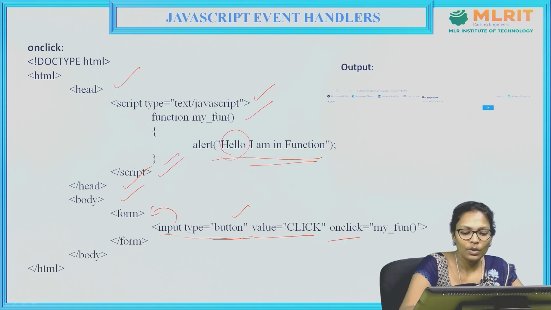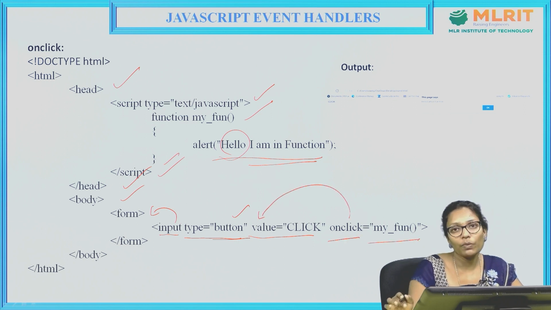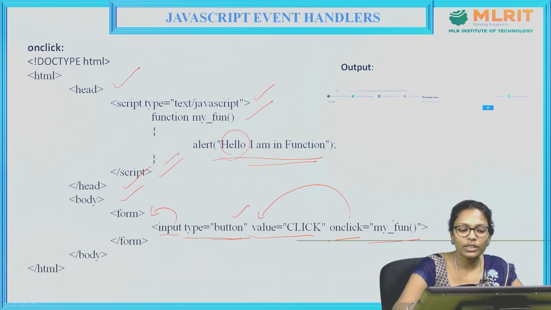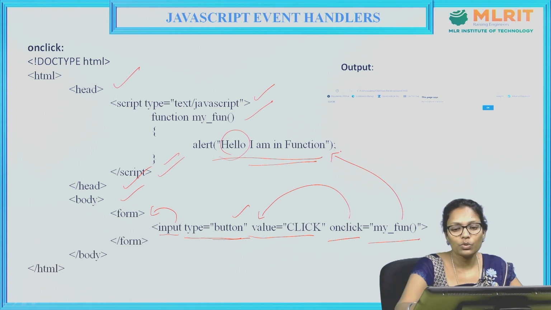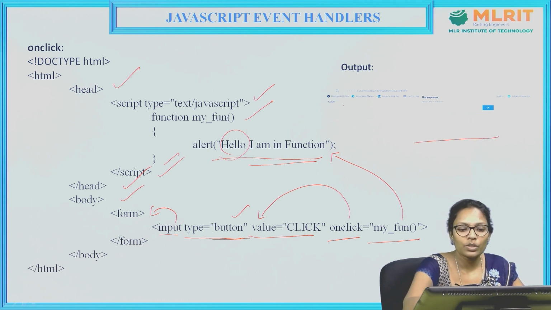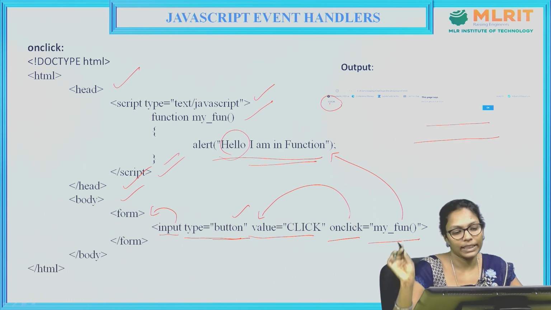On click. Whenever you click this button, what happens? I need to call this function. What is the function? My_fun. So whenever you click on this button, automatically it will call this function. But what this function will do? It will print an alert message. Hello, I am in function. So this is the output I'll get. So this is the button. If I click on button, then this message I will get.